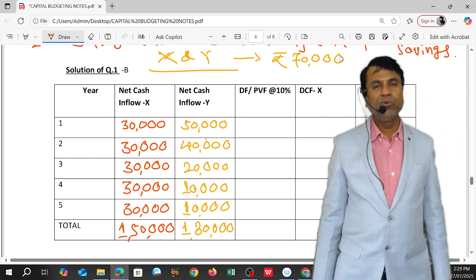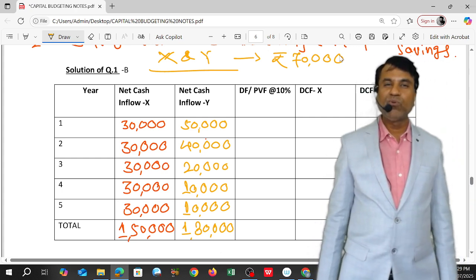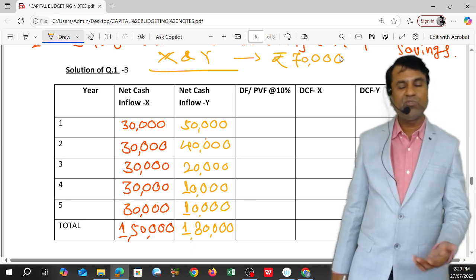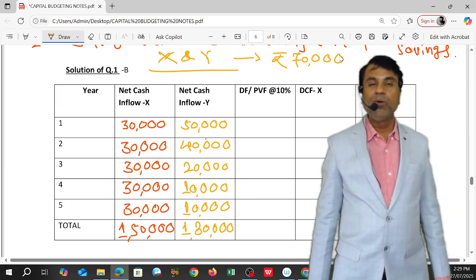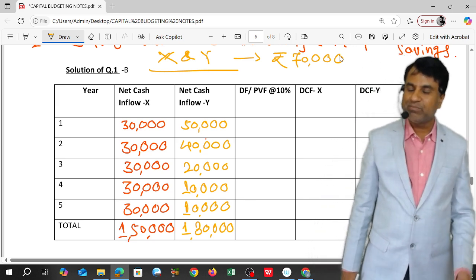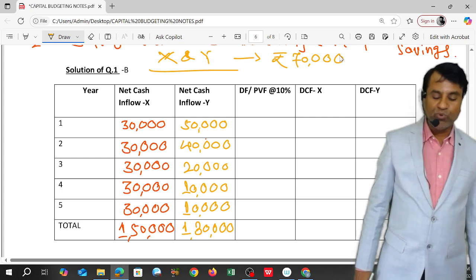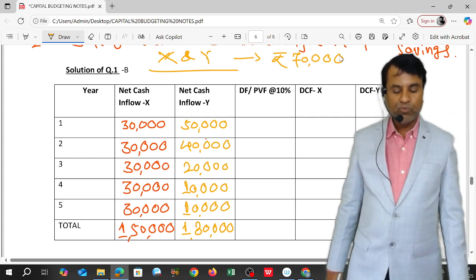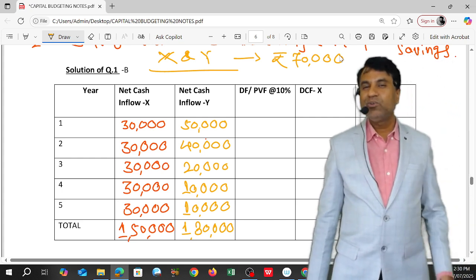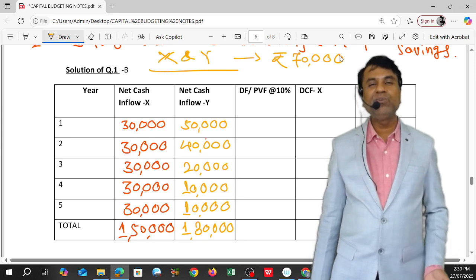Now these cash inflows are different, because the cash inflow for X is net cash inflow as well as for Y it is net cash inflow. But for X it is an annuity, my dear, because a similar amount is received, and for Y it is not an annuity. Why? Because for Y it is given as differential cash flows.